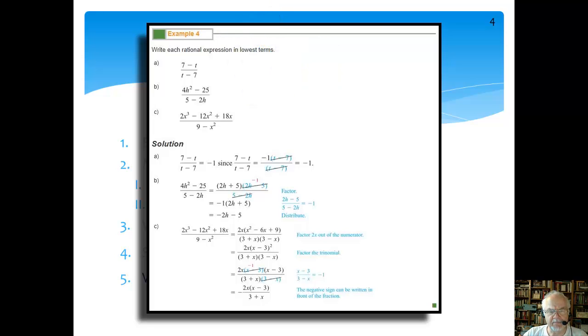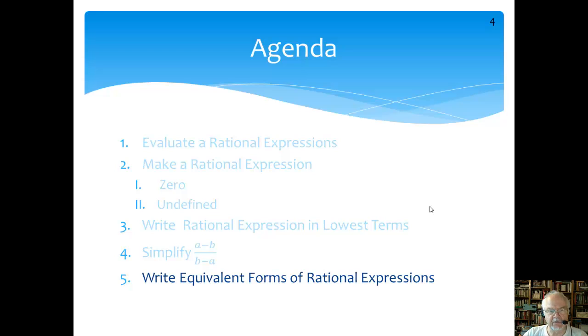Next time, we're going to finish up this section, finally. And I'm sorry it took so long, but it's a rich section. It has a lot of stuff in it. We're going to talk about writing equivalent forms of rational expressions. And essentially what we're going to do is the same thing we did in section 3, where we were writing rational expressions in lowest terms.